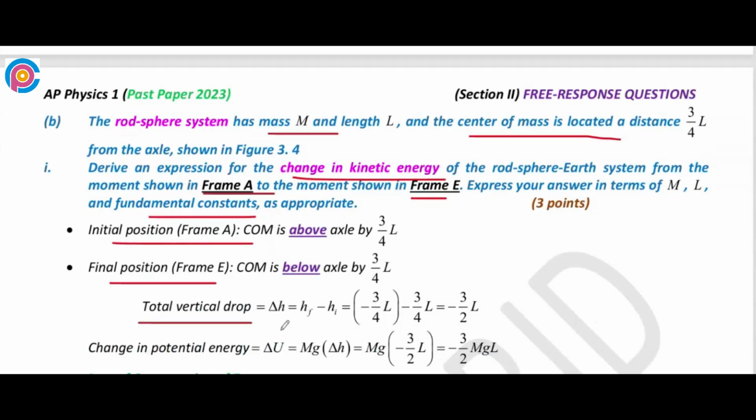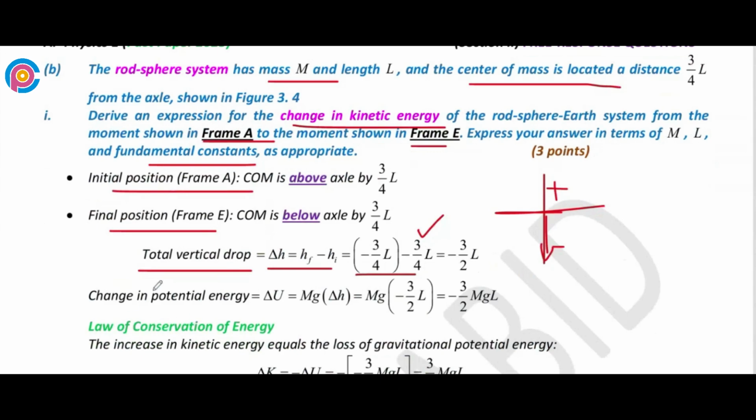The total vertical drop we calculate as delta H, final minus initial. The final value is negative because it is below the axis, so it is minus 3/4 L, and the initial value is plus 3/4 L. So the change is equal to minus 3/2 L. Now the change in potential energy is mg delta H, so we have mg times minus 3/2 L, so minus 3/2 mgL is the total change in potential energy in this scenario.